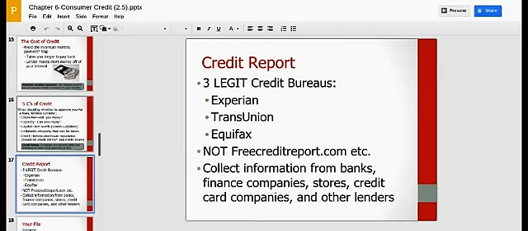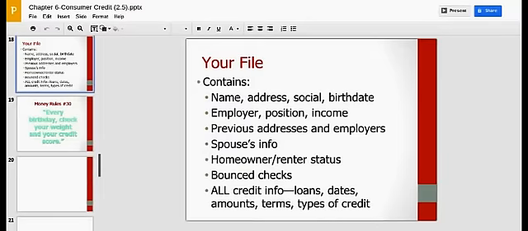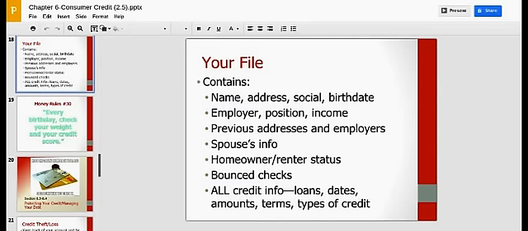So just make note. And what they have on file when they pull up your credit report contains your name, your social security, your birth date, your employer, how much you make, any previous employers, if you're married, your spouse's information. So they have all these types of information on you, all your credit information from all your credit cards and loans, any bounced checks. So just note that these credit bureaus have a lot of information on every single one of us, and you just want to make sure that your credit score is in great standing. And hopefully from what we are going to learn in Chapter 6 and what you have learned from watching these videos, we're going to get there.